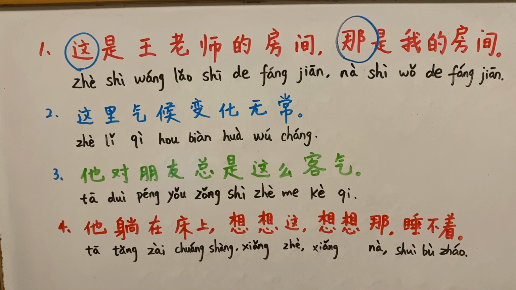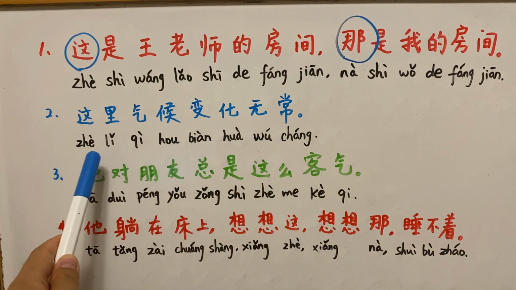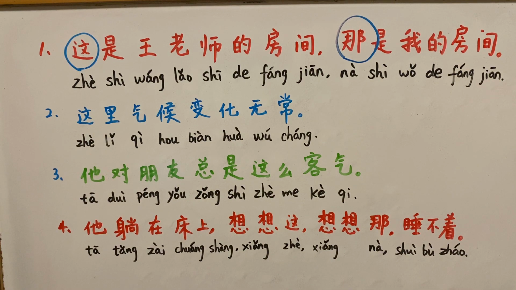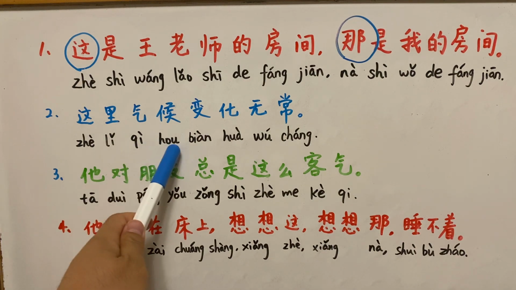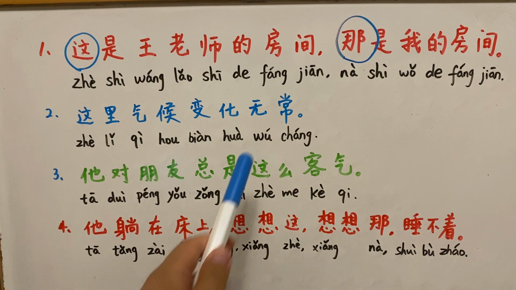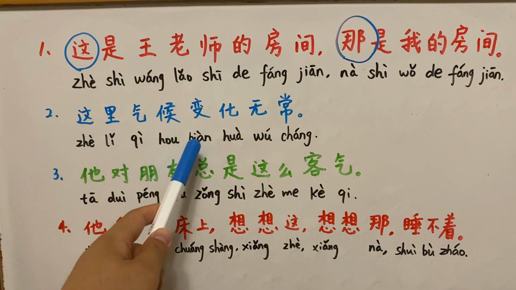The second one, 这里气候变化无常。这里, another 这, means here, right? Here. 气候 means climate. 变化 means change or changing, right? 无常 means abnormal or unusual. So the sentence is 这里气候变化无常.